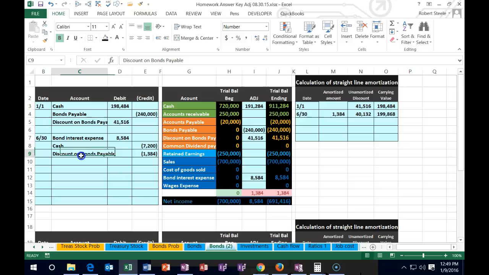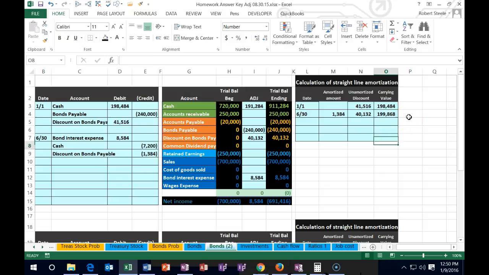Then we're going to post the discount on bond payable. Here it is, discount over here, and we are going to post it to I7. So I'm going to double click on I7, go to the end of I7 and hit plus and point to this 1,384. That's a credit. This is a debit. It's going to make the discount go down. So now we note that the discount matches our table over here. And if we highlight the credit of the bond minus the debit of the discount on the bond, that comes out to this 199,868, which matches our table on this side here for the carrying amount of the bond.